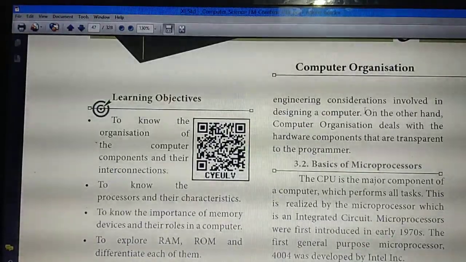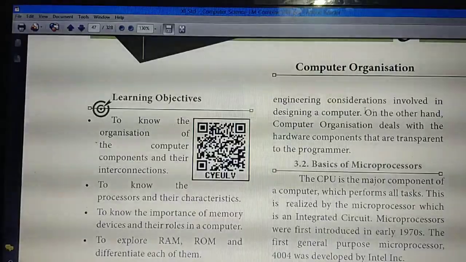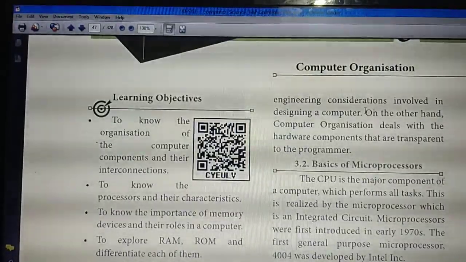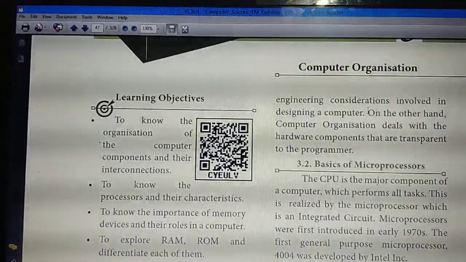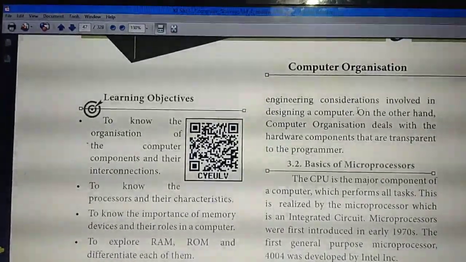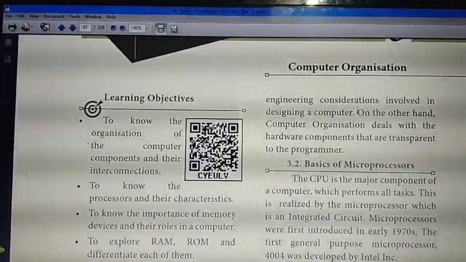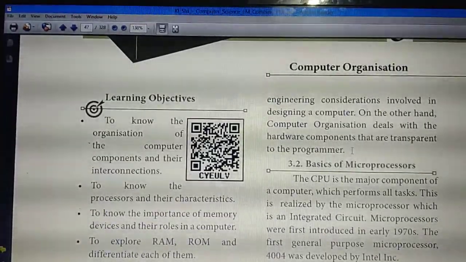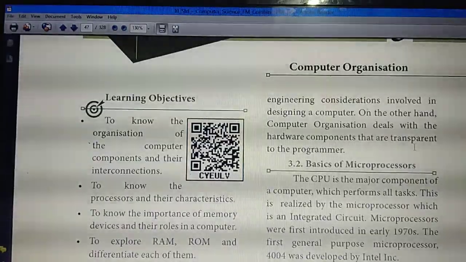So in computer architecture, only one point is there. So you need to write one more point. I am dictating, now you write. Second point, put point number 2 for computer architecture and write it.